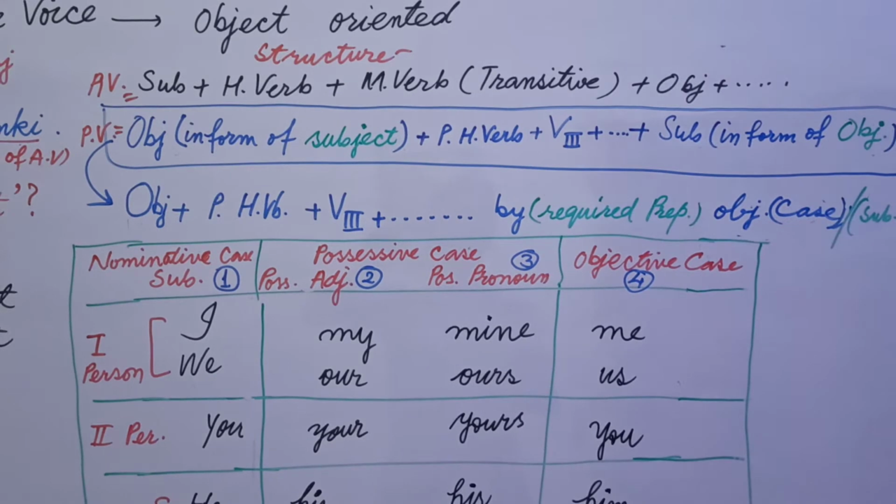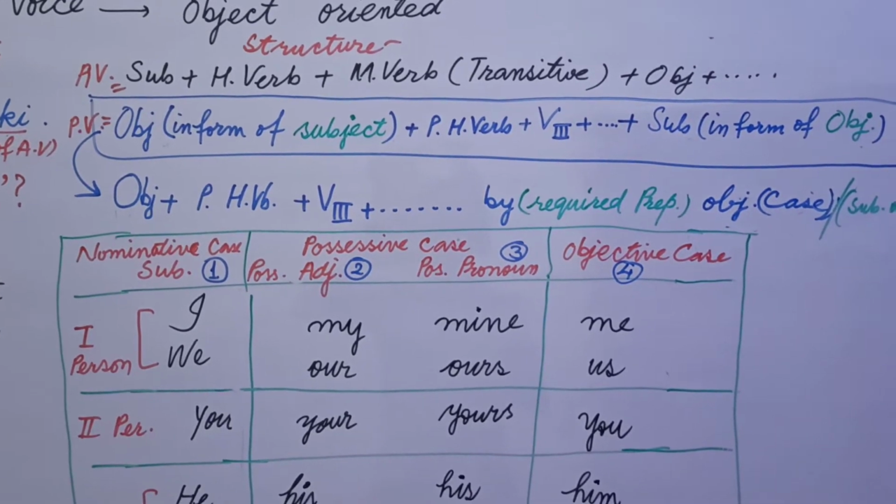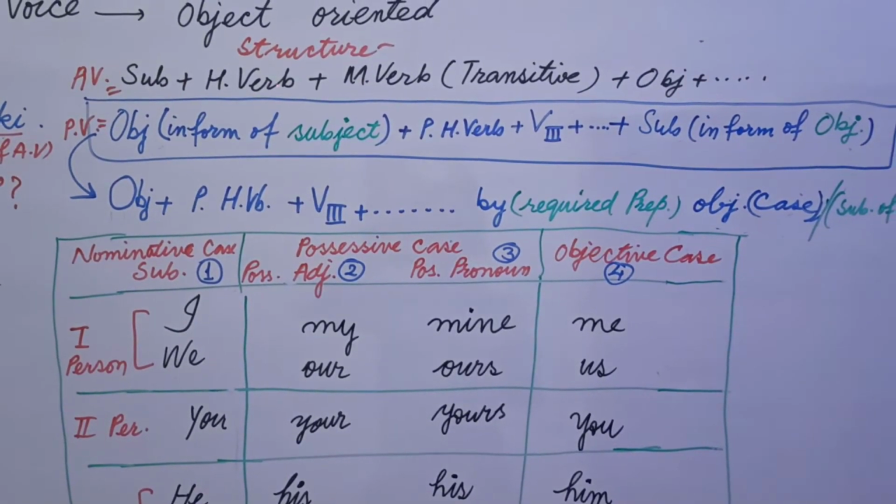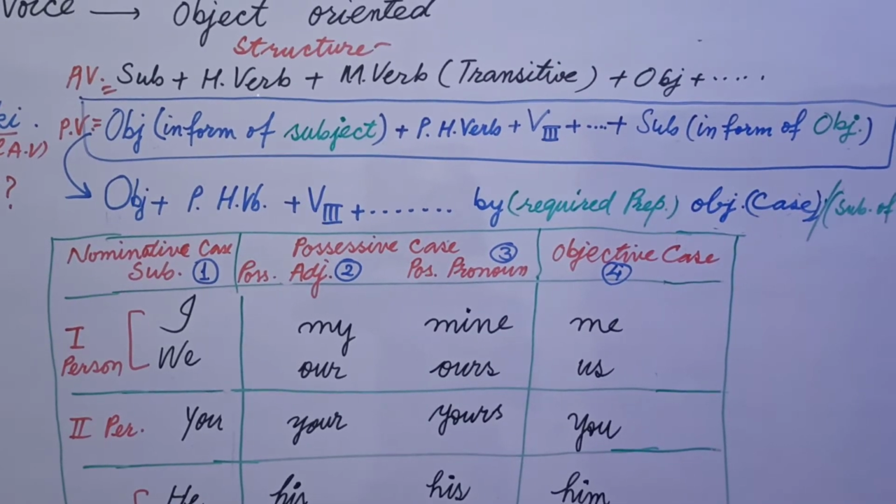Now let's see what changes occur. What changes occur here? Subject plus helping verb. This is the helping verb of active voice.